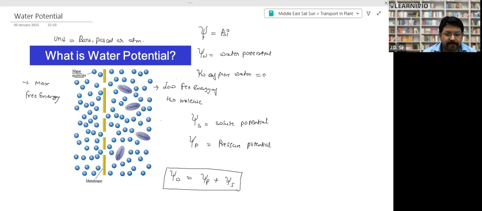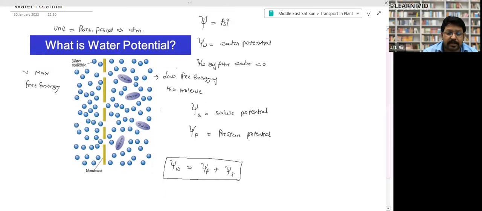This is the symbol of psi, right? Psi W represents the water potential, right? Psi W of pure water is 0. That is a question that has been asked multiple times. It's a very old question. So what is the water potential of pure water? 0, right? What is the water potential? Actually, the water potential is the amount of free energy or free kinetic energy available in the water. That is called water potential, right?